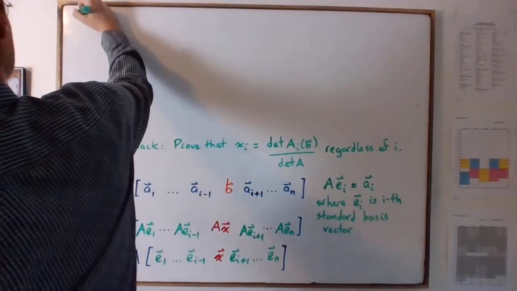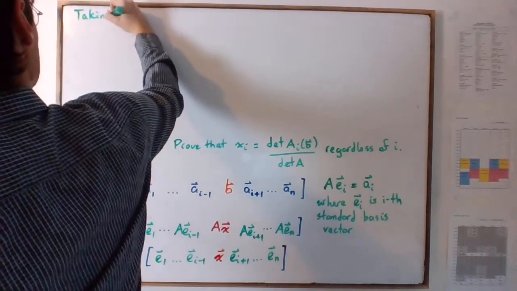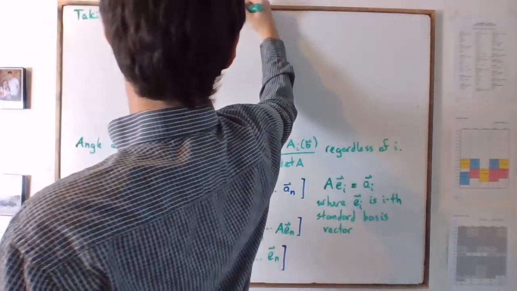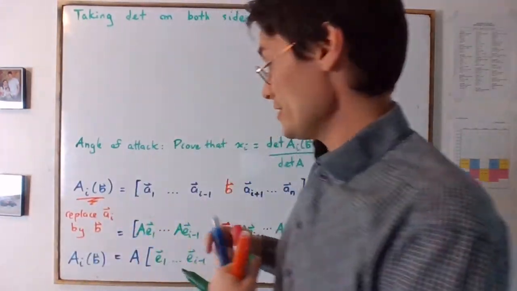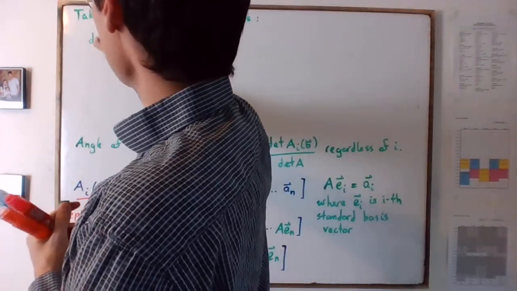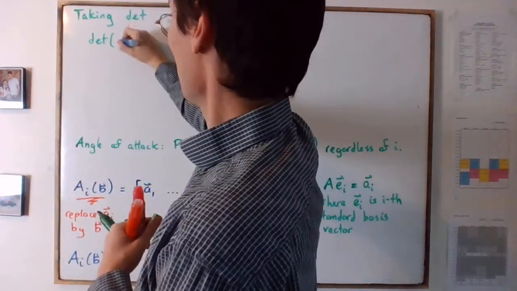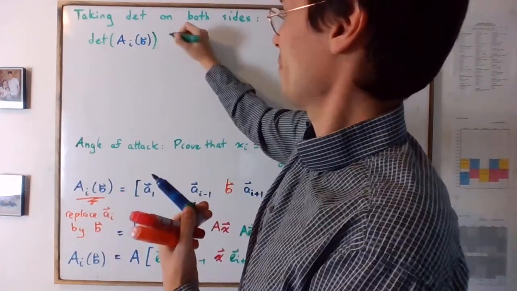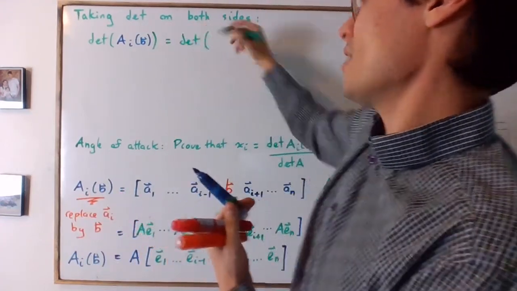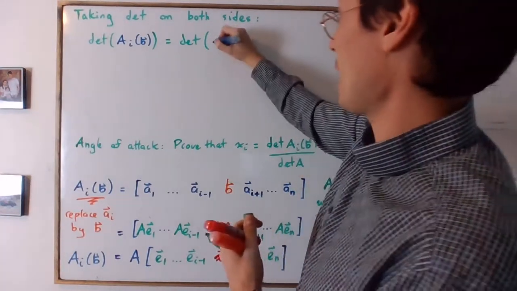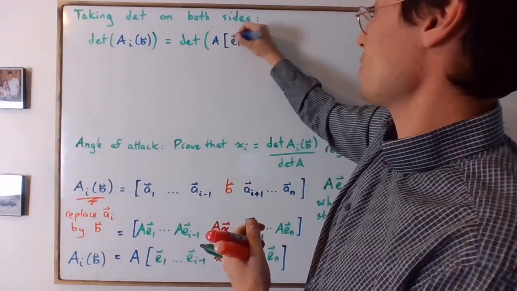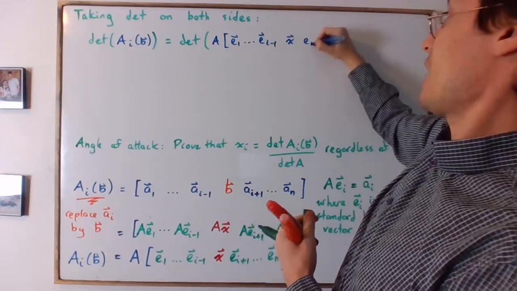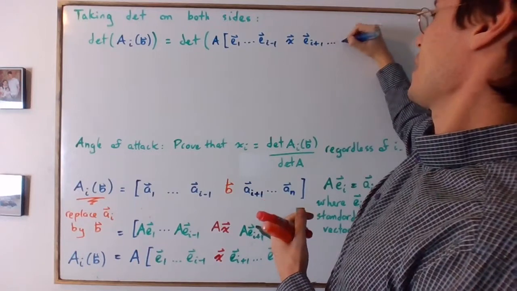So if we take the determinant on both sides, in other words, we take the determinant of A_i(B), and this will be equal to the determinant of this big thing: A times this matrix, E1, up to E_{i-1}, X, E_{i+1}, all the way up to EN.